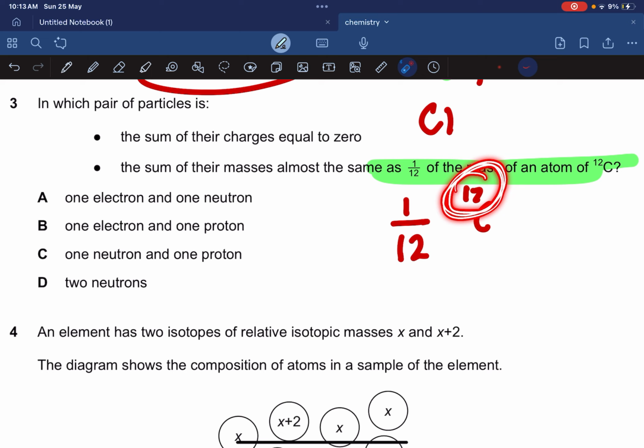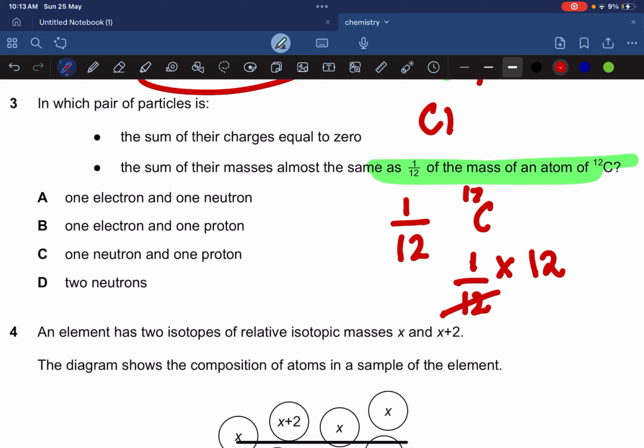I'm going to explain this, so clearly try to understand. This carbon-12 basically has, why is this 12 over here? Why is this 12 upon carbon? That's the mass number. So 1/12 of the mass number means 1/12 of 12. This 12 cuts out.